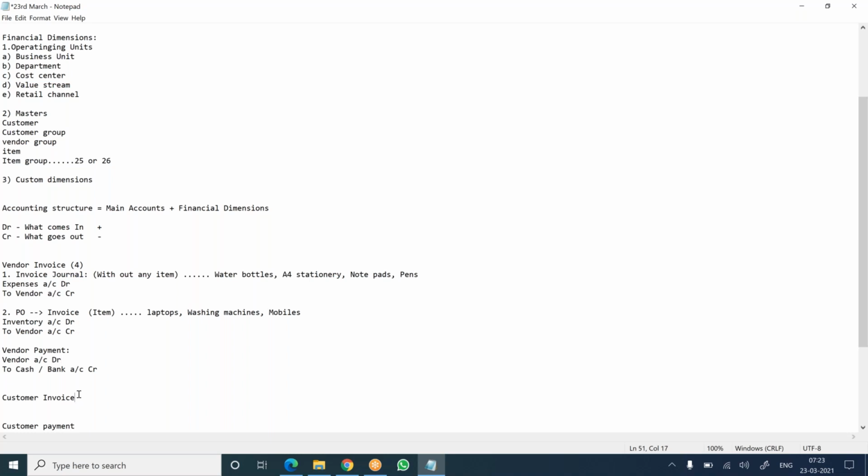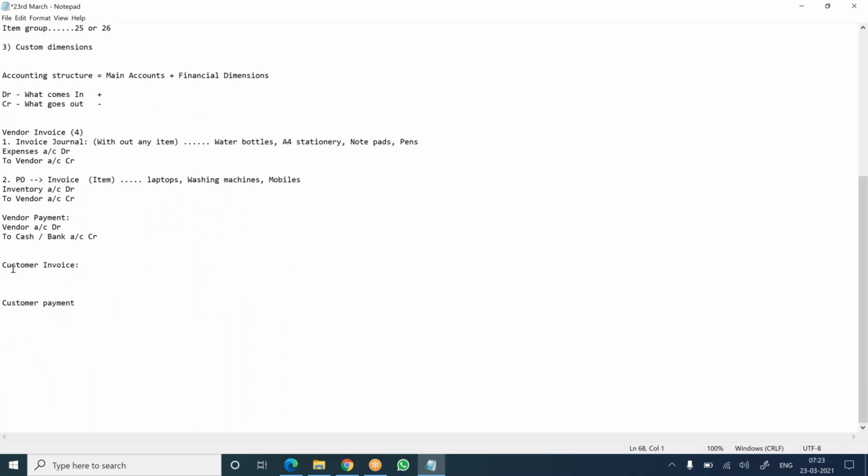If it is a customer invoice, then from the customer I am going to receive money. So customer account debit to sales revenue account credit. From the customer I am going to receive money because I have issued material, I have provided service, whatever it may be. If it is an invoice, it means I am going to receive money.